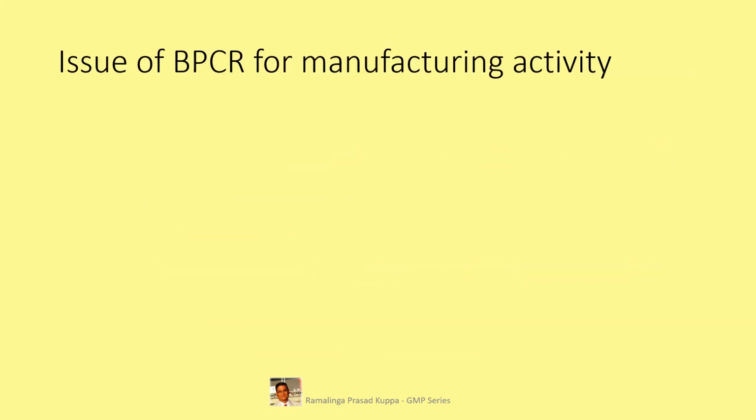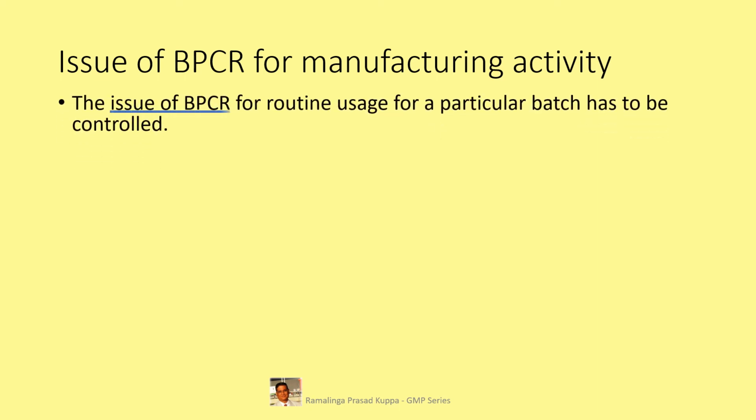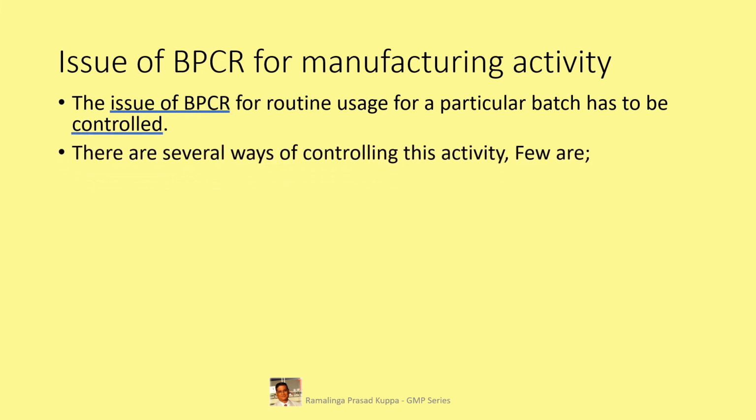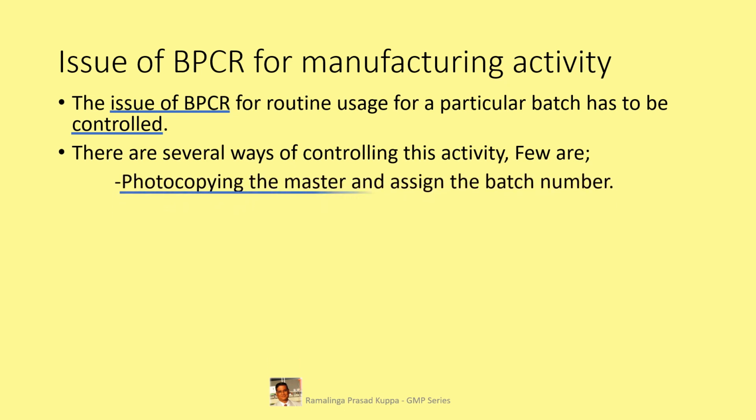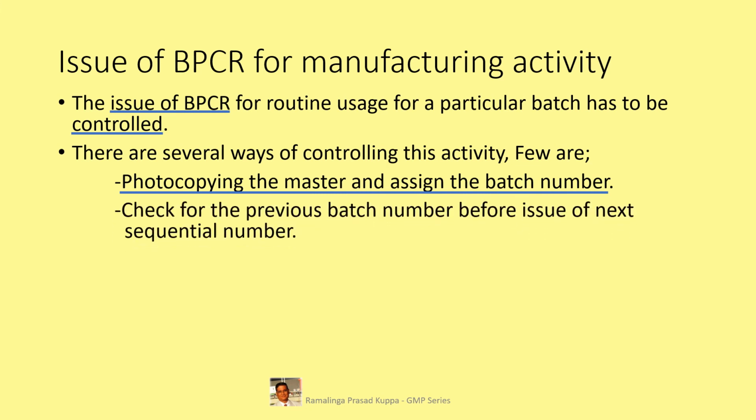Let us see how the issue of BPCR for manufacturing activity is controlled. The issue of BPCR for routine usage for a particular batch has to be controlled. There are several ways of controlling this activity. Few are photocopying the master and assign the batch number. Here, check the previous batch number before issue of the next sequential number.